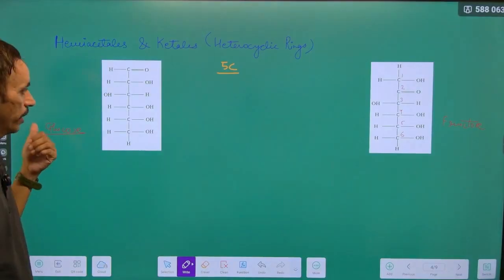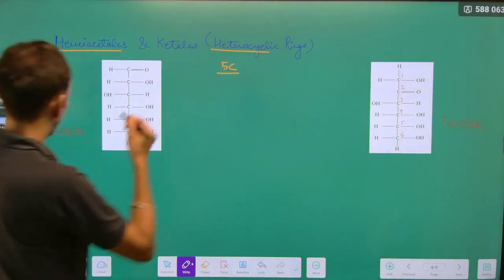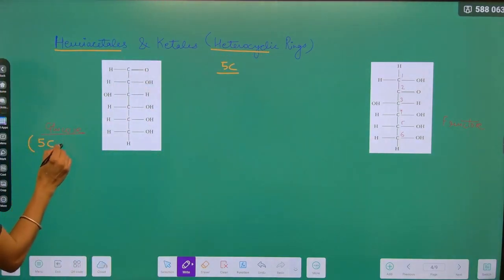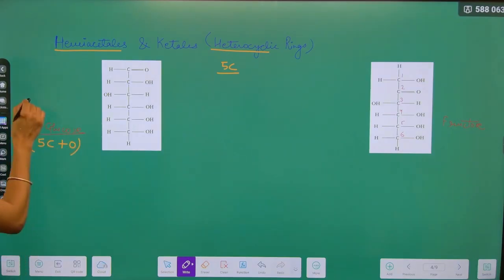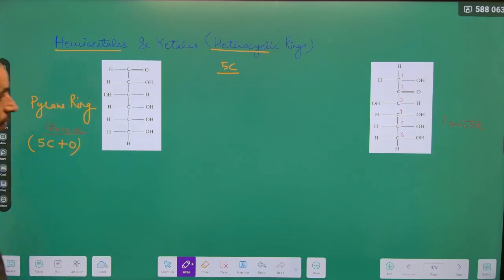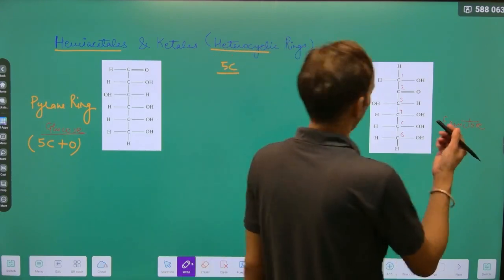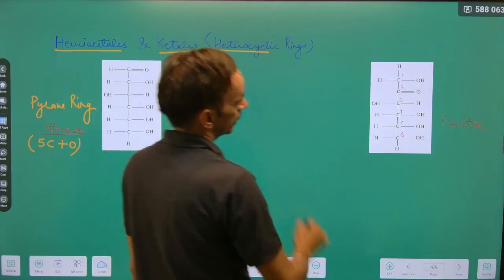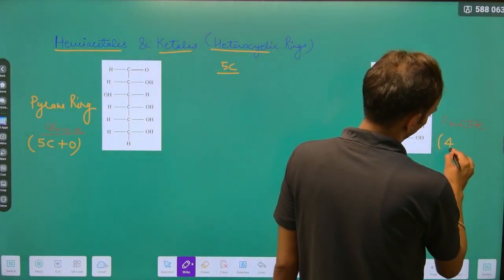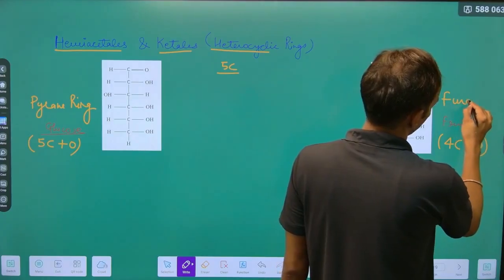The 6-carbon aldehydic sugar adopts a ring structure called a hemiacetal, which is a heterocyclic structure containing 5 carbons and 1 oxygen. These are also known as pyranose rings. While the 6-carbon ketone sugar adopts a ring structure known as a ketal, which contains 4 carbons and an oxygen, known as furanose rings.